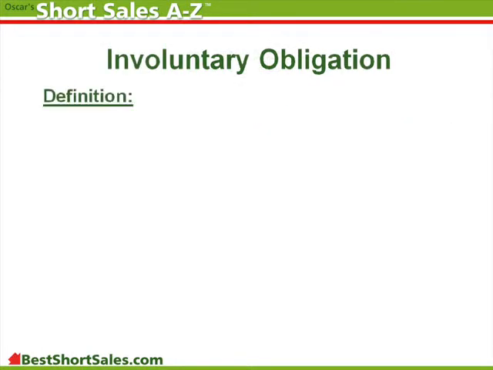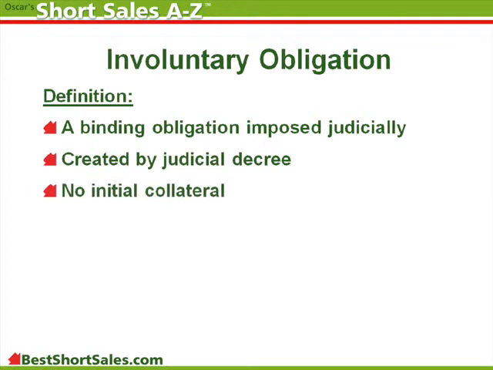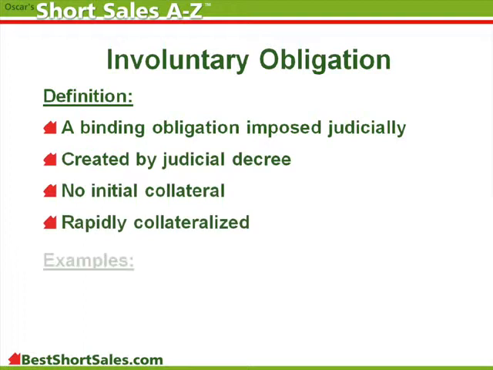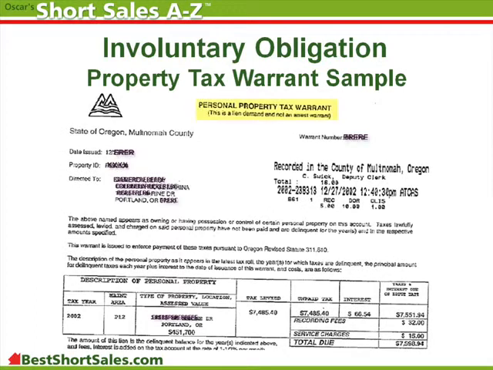Involuntary obligation. Definition. An involuntary obligation is a binding obligation imposed by the judicial system to enforce the payment of debt. The debtor-creditor relationship is created by judicial decree. This obligation is not necessarily initially associated with collateral. However, it is typically rapidly collateralized if the debtor owns real or personal property. A couple of examples are judgments and tax warrants. This tax warrant is a good example of an involuntary obligation.